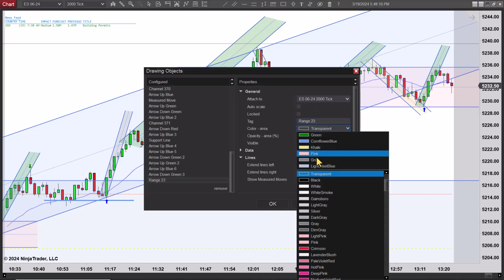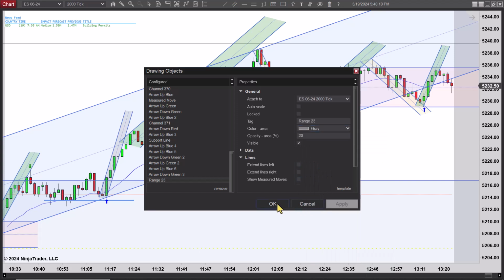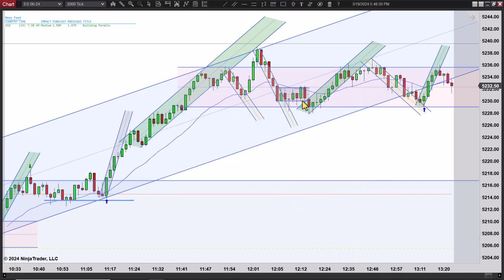If you color it in, you'll see it a little clearer there. And notice how we're bouncing off that line. It pushed through it a couple of times. It does push through it, and then it turns up again.